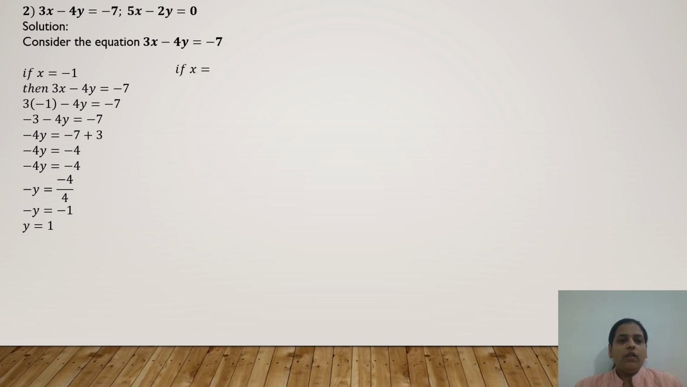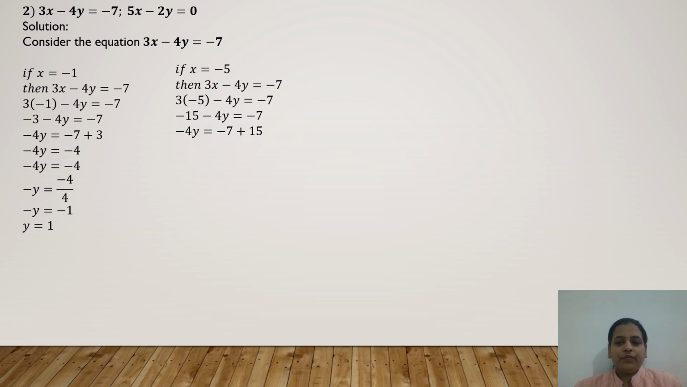Similarly, we want to calculate the second ordered pair. In the second ordered pair, the value of x is minus 5. So put minus 5 in the given equation. Then 3 into minus 5 minus 4y is equal to minus 7. 3 into minus 5 is minus 15. Minus 15 minus 4y is equal to minus 7. Then minus 4y is equal to minus 7 plus 15. Why? Because in the previous step there is a minus 15. When we change the side of minus 15, the 15 becomes positive.